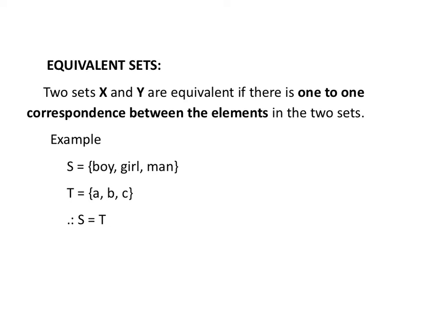Equivalent sets. Two sets X and Y are equivalent if there is one-to-one correspondence between the elements in the two sets. Example, set X is boy, girl, man, while set T contains elements A, B, and C. We say that set X and set T are equivalent. They contain one-to-one correspondence.